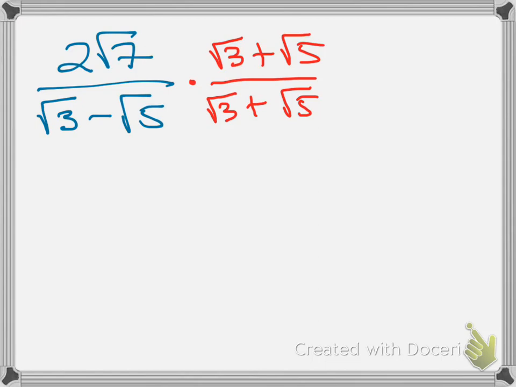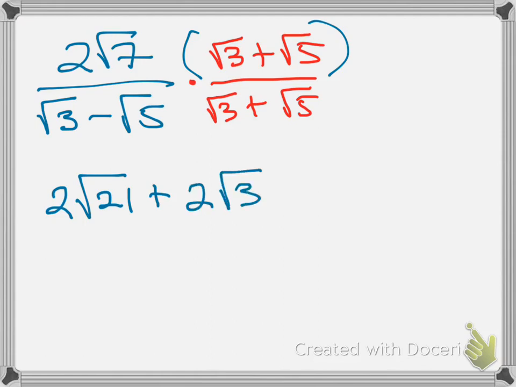We need to multiply our two numerators together, so that means we're going to be distributing 2 square root of 7 to the square root of 3 and the square root of 5. So 2 square root of 7 times the square root of 3 will be 2 times the square root of 21 plus 2 times the square root of 35. So that takes care of our numerator.